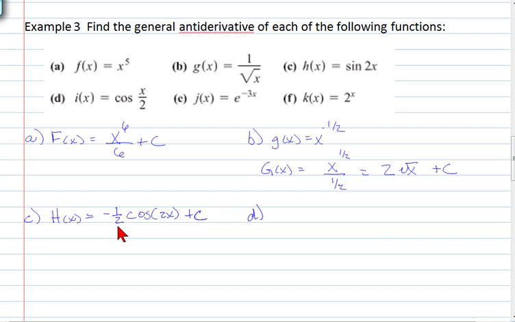All right, D. We have the antiderivative of cosine x over 2, which is going to be positive sine x over 2. And to counteract the multiplying by 1/2, I've got to multiply by 2. So this is 2 sine x over 2. E.